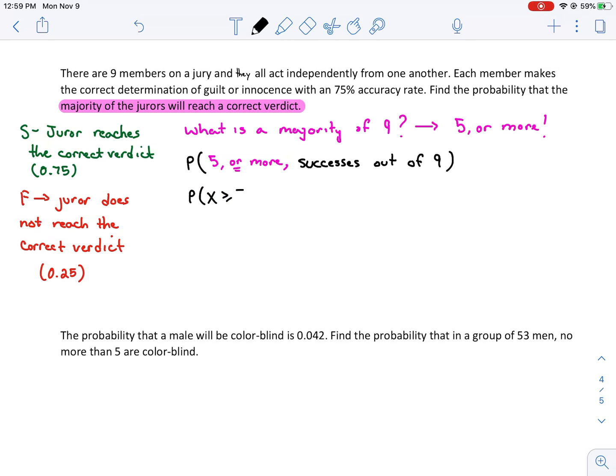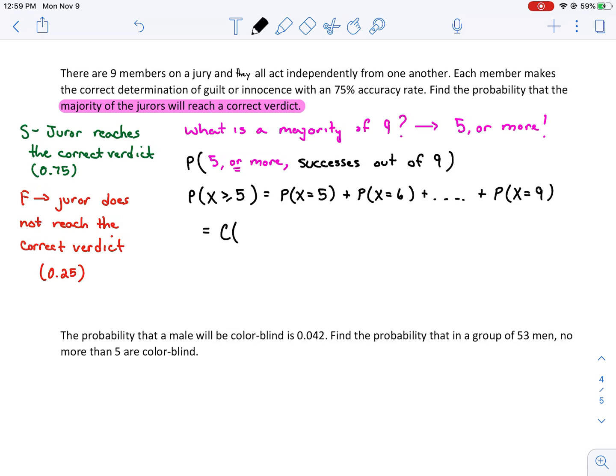So this will be the probability that x is greater than or equal to 5. And that will equal the probability that x is equal to 5 plus the probability that x is equal to 6. And we're going to continue the pattern of sums until we get to the probability that x is equal to 9. All right, so we're going to write out the first and the last term, and then we're going to use Desmos to solve this. So here we go.